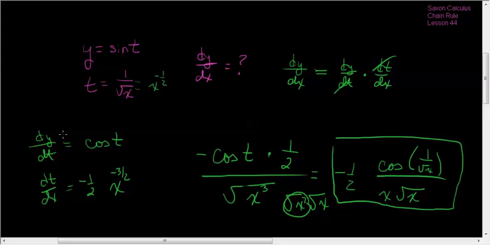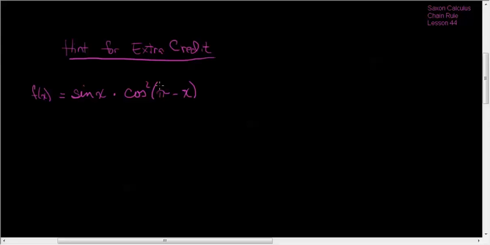square root of x. Alright, so the real reason I wanted to get this up was to be able to give you a hint for extra credit. Alright, the extra credit hint. Okay, right here, f of x equals sine x times cosine squared of pi minus x.